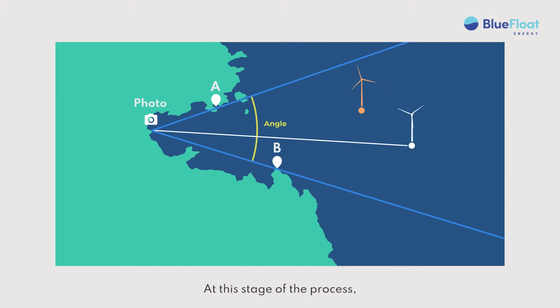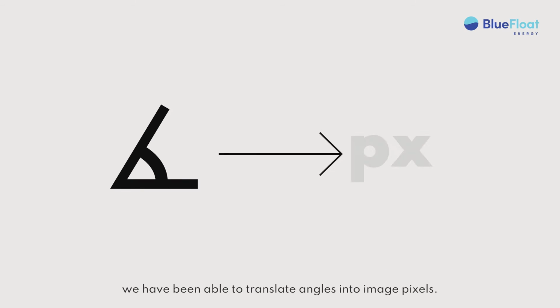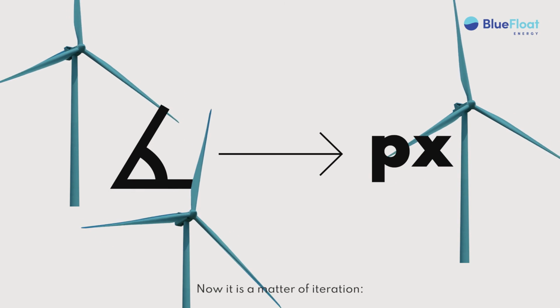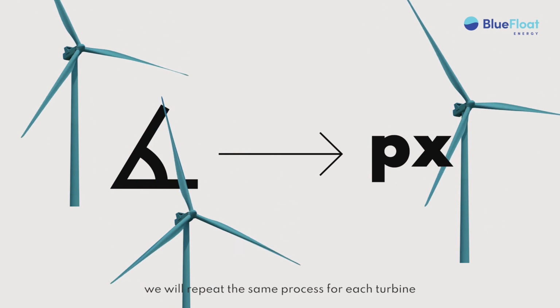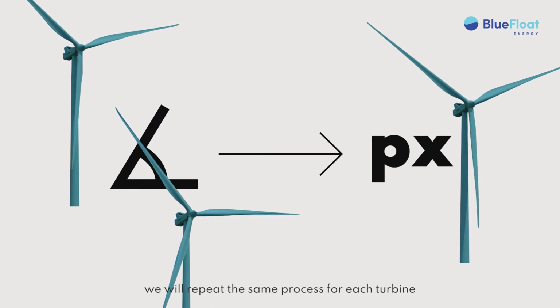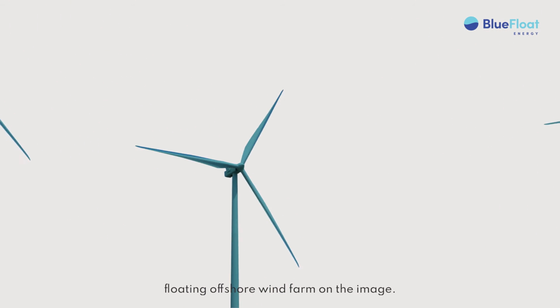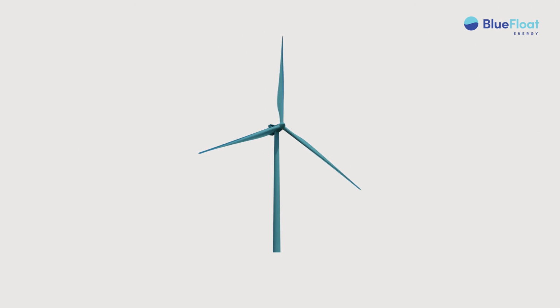At this stage of the process, we have been able to translate angles into image pixels. Now it is a matter of iteration. We will repeat the same process for each turbine, so we will then have the exact layout of the entire floating offshore wind farm on the image.